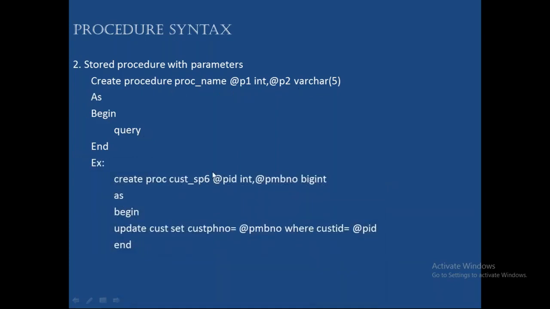Next, stored procedure with parameters: create procedure, procedure name, P1, P2 as begin, query, end. I'm taking 2 parameters here. These 2 parameters I'm using to update the phone number in the table. Update cust set phone number to the new number which is passed. If you're not putting any condition, it will update the same phone number for all the customers. Instead of that, I'm saying please update this mobile number wherever this condition is met: cust ID equal to whatever cust ID is given by your customer.